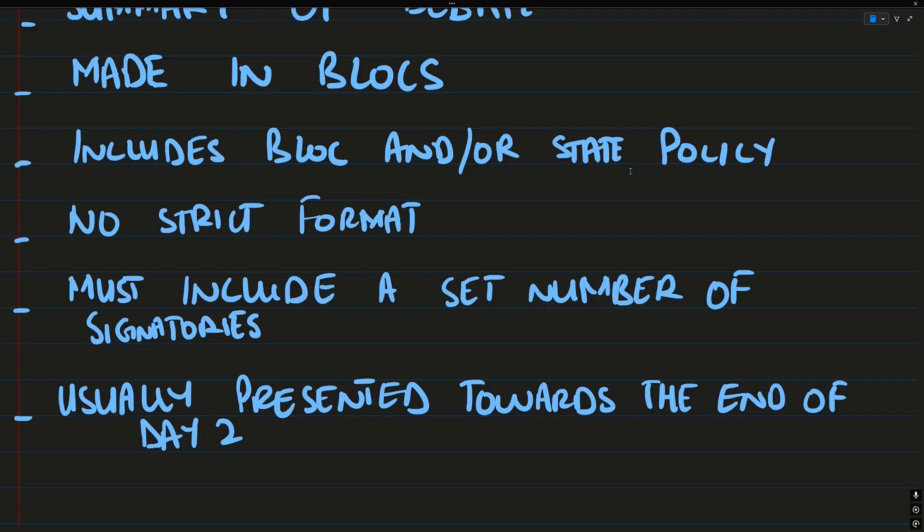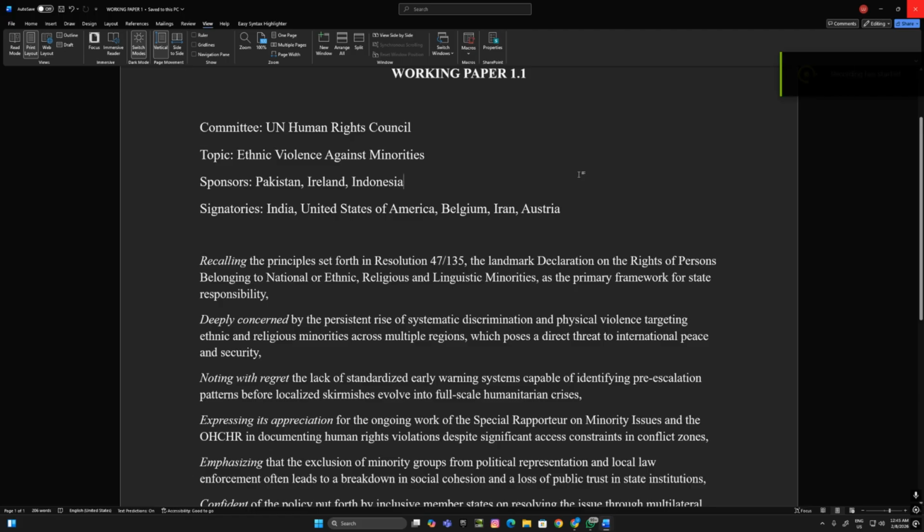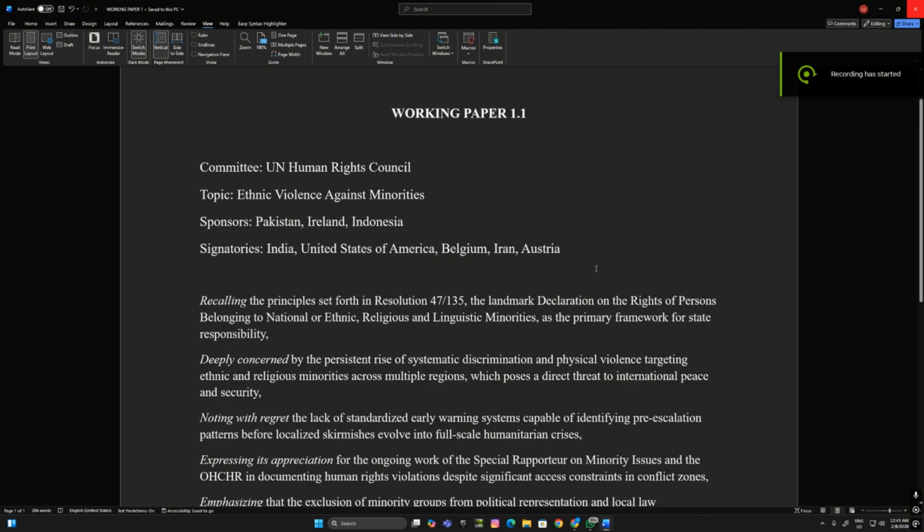So we'll move towards formats now. I did draft 2 separate working papers. I will show you the differences in both, and then I shall compare which one fits better with the dais. Okay, before we proceed further, I'd like to point out that all of these working papers and any sort of documentation or any video in general that we make will be following the HarvardMUN guidelines, and everything that we make will be in accordance to the HarvardMUN guidelines.